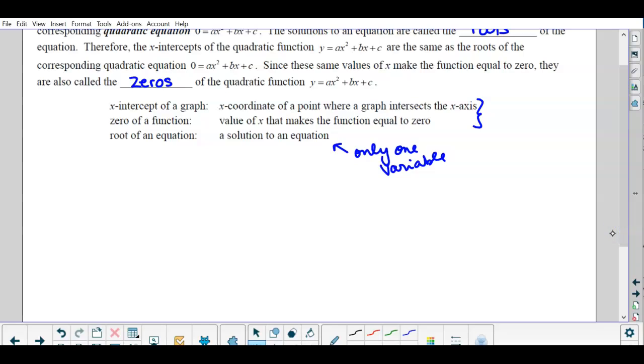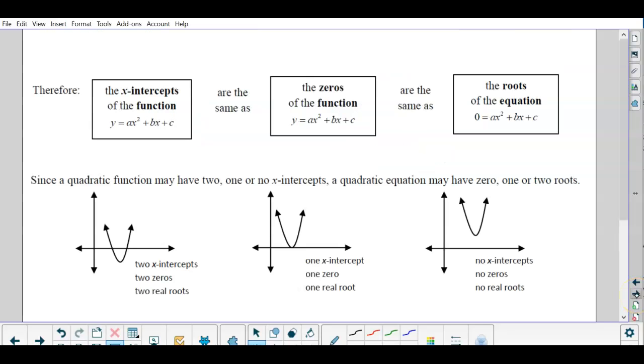Okay, and so then there's a summary there in the little boxes. So the x-intercepts of this function are the same as the zeros of this function, the same function. So they're the same. Those values are also the same as the roots, which you can also call solutions. I abbreviate it to SOLs, to the corresponding equation. So notice how there's no y in that one.